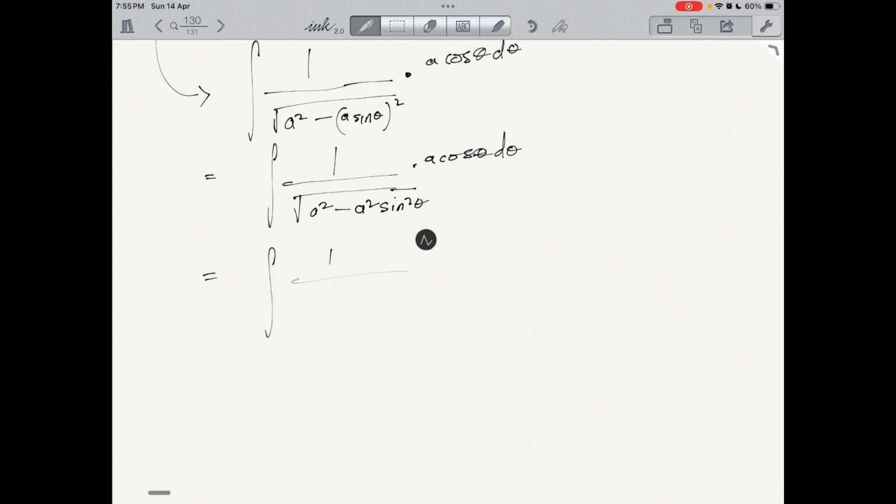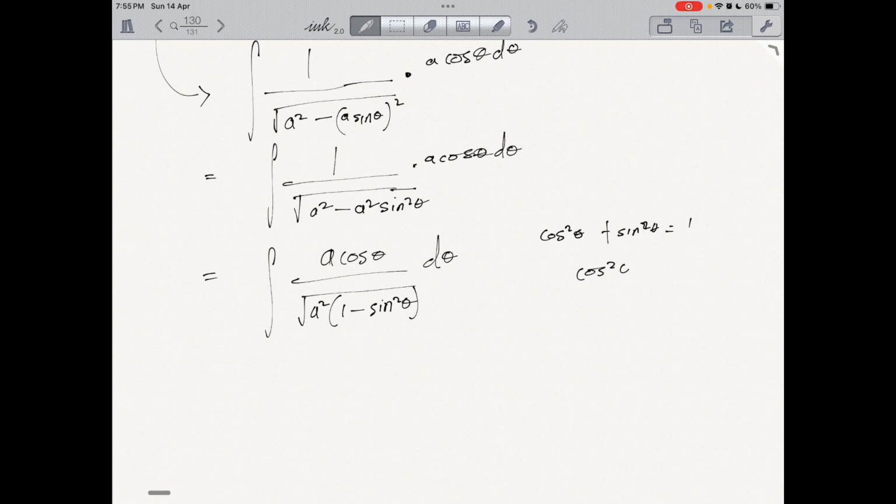Now let's factorize the denominator with a squared. Then we have 1 minus sine squared theta, and the numerator will now be a cos theta d theta. Now in trigonometric identities, we know that cos squared theta plus sine squared theta is equal to 1. Therefore, cos squared theta is equal to 1 minus sine squared theta. So cos squared theta can be written as 1 minus sine squared theta.